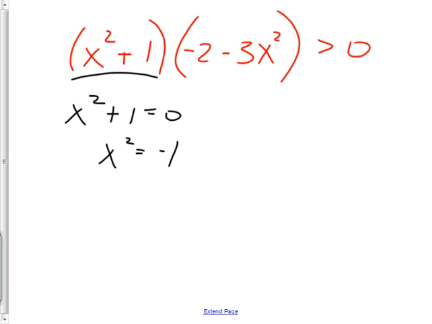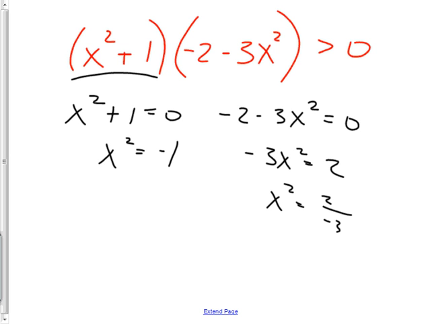Okay, so that's imaginary. This one you might think is going to be real. I thought it was at first. And then I moved the negative 2 to the other side, and then I divide by negative 3. And all of a sudden I'm back in the same kettle of fish. When I do a square root of a negative, it's not going to be possible. So I don't have any roots. What am I supposed to put on my number line if there are no roots?